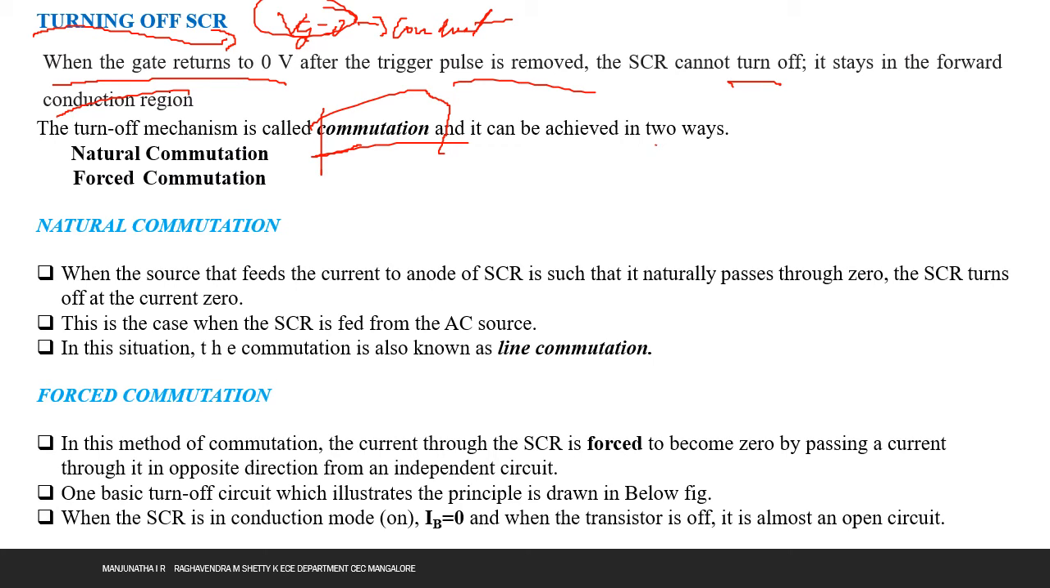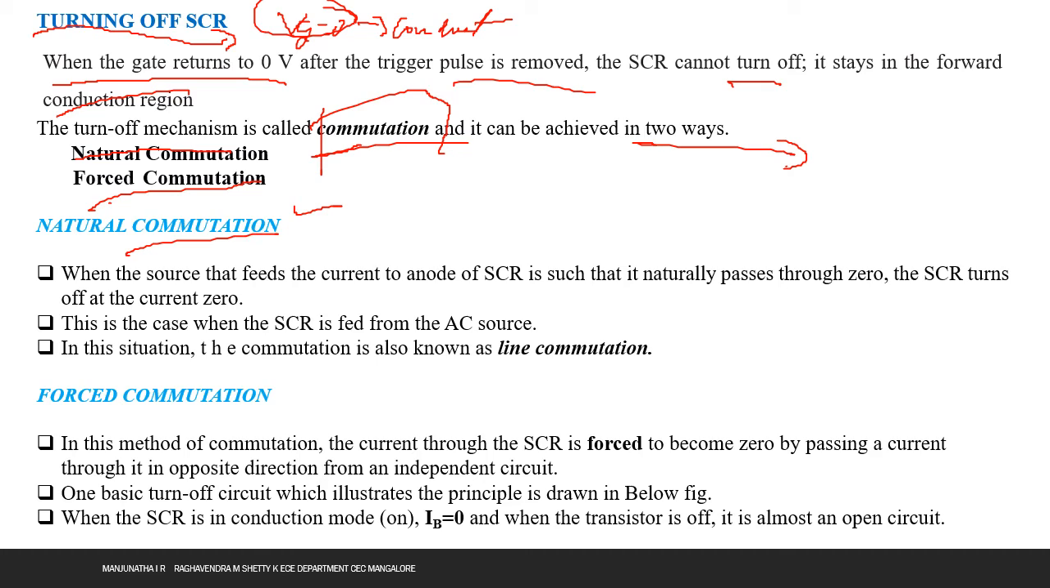It can be achieved in two ways. If you want to turn off the SCR, you want to make the SCR reverse biased in some way. So there are two different types: natural commutation and forced commutation. We'll look at them one by one.